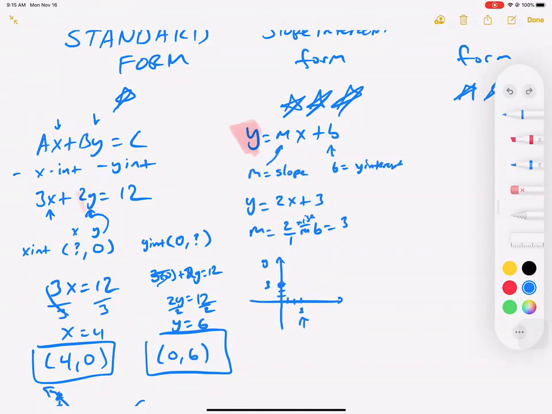So the detail is that my y-intercept is 3. Put a dot here. Then we climb the rise over run. We rise by 2, 1, 2, and we run by 1. Rise is up and down. Run is left and right. Positive means up, of course. And run, positive means to the right. So we have our graph.